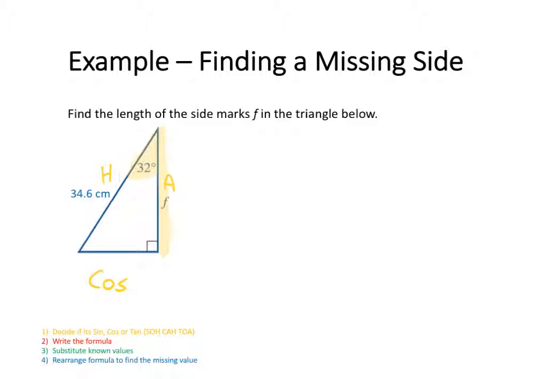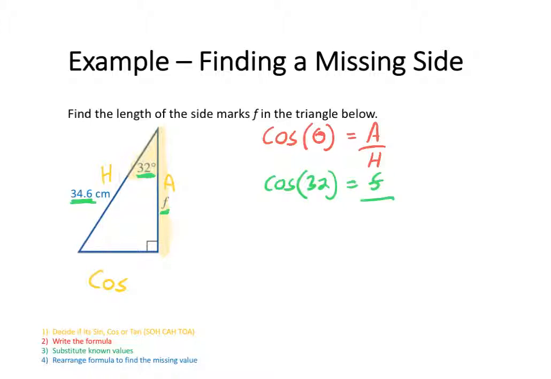So now that I've determined to use cos, the first part of my working out is writing the formula. So cos of the angle is going to equal adjacent over the hypotenuse. Now the next step is to substitute in my known values. And I know my angle, I know my hypotenuse is 34.6 and my adjacent side has been labelled F. So cos of 32 is going to equal F divided by 34.6.